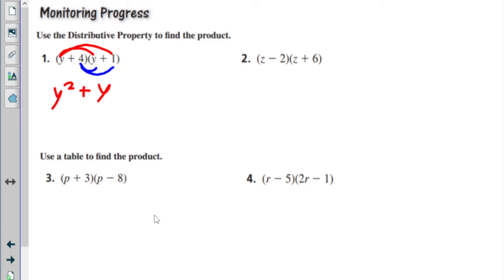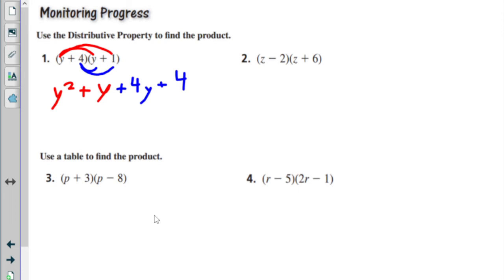Then we're going to distribute my 4 across the y plus 1. So I'm taking my 4, multiplying it by each piece there. We have 4 times y is 4y. And then we have 4 times 1 is 4. Remember, that's all multiplying.